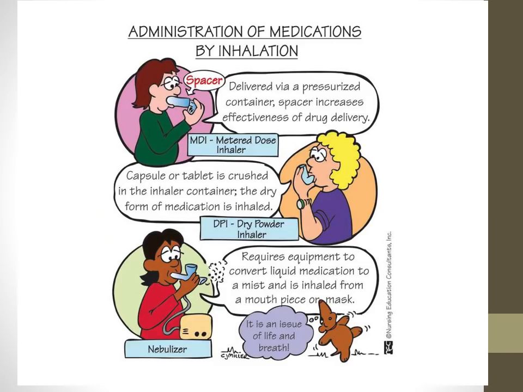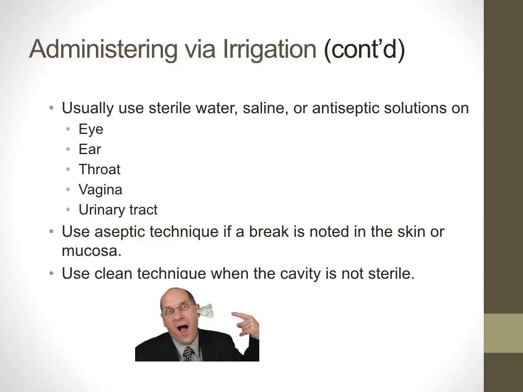And here's another little picture for you guys to look at the differences between the MDIs, the dry powder inhaler, and a nebulizer. Irrigation is usually used with sterile water, sterile saline, or antiseptic solutions in the eye, ear, throat, vagina, or urinary tract. If there is a break in the skin or the mucosa, you want to make sure you use sterile aseptic technique. If the cavity is not sterile, you can use clean technique, such as in the ear canal.